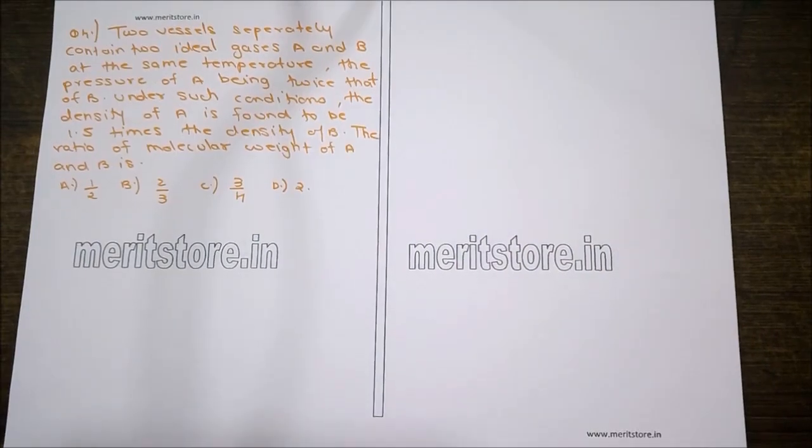Two vessels separately contain two ideal gases A and B at the same temperature. The pressure of A being twice that of B. Under such conditions, the density of A is found to be 1.5 times the density of B. The ratio of molecular weight of A and B is, the options given are half, 2 by 3, 3 by 4 and 2.